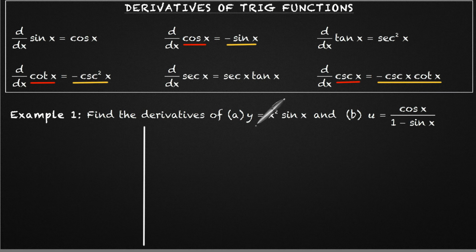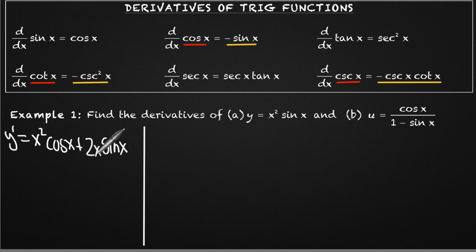Okay, example 1a says find the derivative of y equals x squared times sine x. So this is just a basic derivative using the product rule. So we'll say y prime is equal to the first function, x squared, times the derivative of sine, which is cosine of x, plus the second function, which is sine of x, times the derivative of x squared, which is just 2x. And that's about as far as you can go with this particular derivative. So the first one is just a real simple product rule.